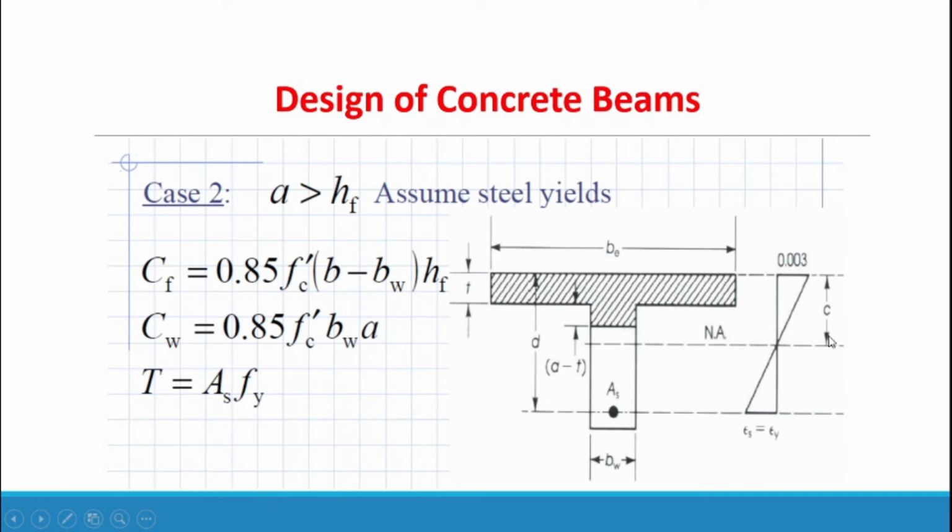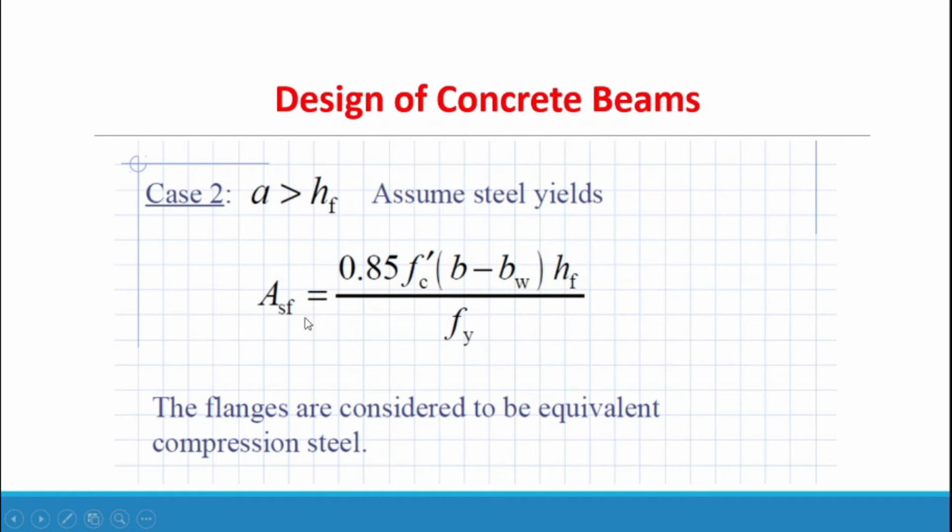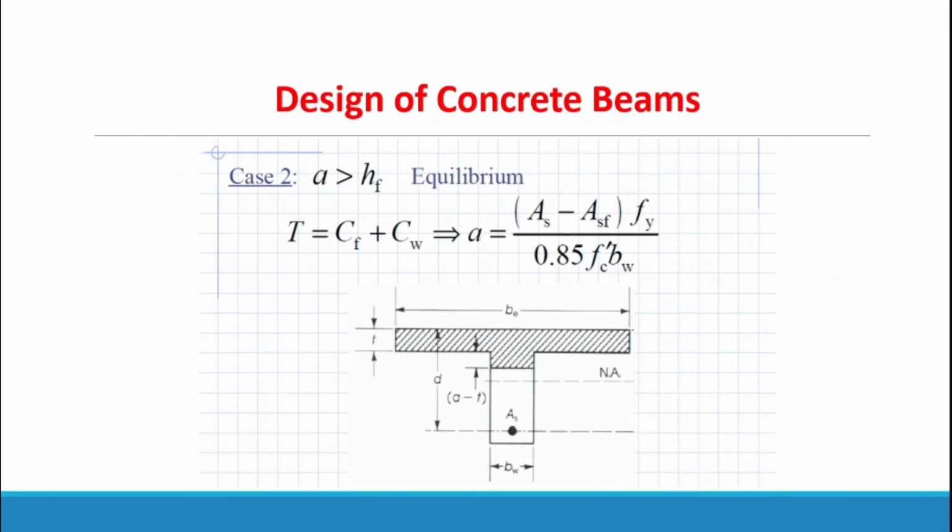And we have the distance C. And T is equal to A sub S times F sub Y. And A sub SF is 0.85 FC prime times B minus BW multiplied by HF all over Fy. And the flanges are considered to be equivalent to compression steel. T is equal to C sub F plus CW, and it is equal to A sub S minus A sub SF multiplied by F sub Y all over 0.85 FC prime times BW.